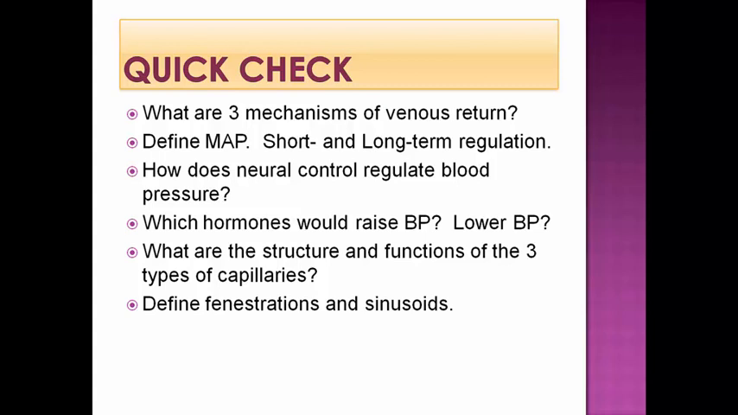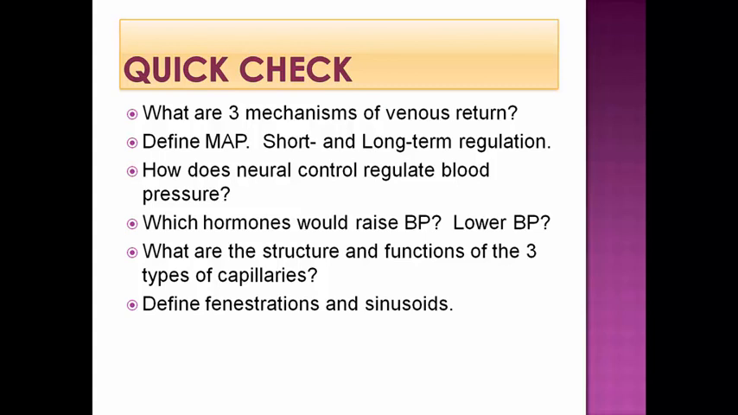We defined mean arterial pressure, and we talked about short-term and long-term regulation for it. So with the endocrine hormones, we're involved with both. The nervous system with short, the urinary system with long-term regulation. And then how does neural control regulate blood pressure? We said that with baroreceptors and chemoreceptors, it can influence either an increase or a decrease in the blood pressure. Which hormones would raise blood pressure? And then which hormones would lower blood pressure.